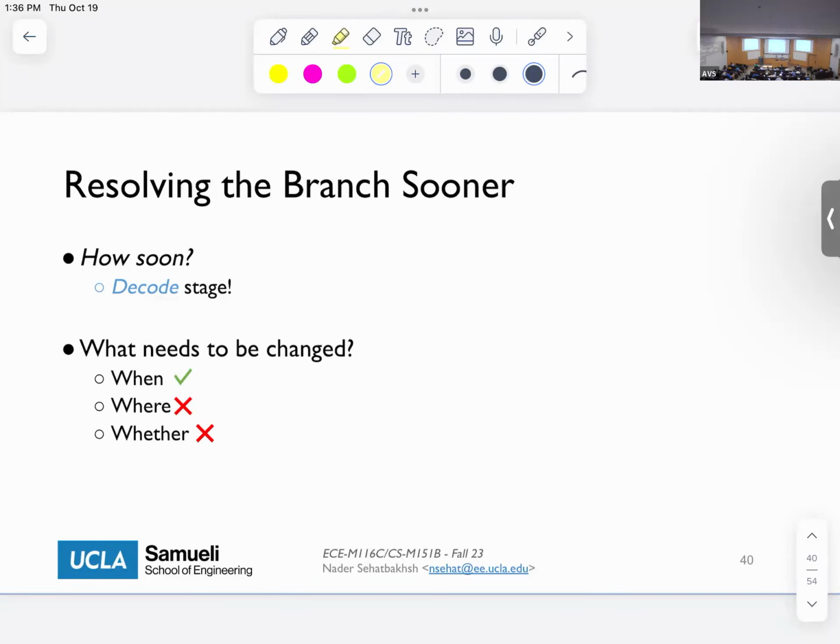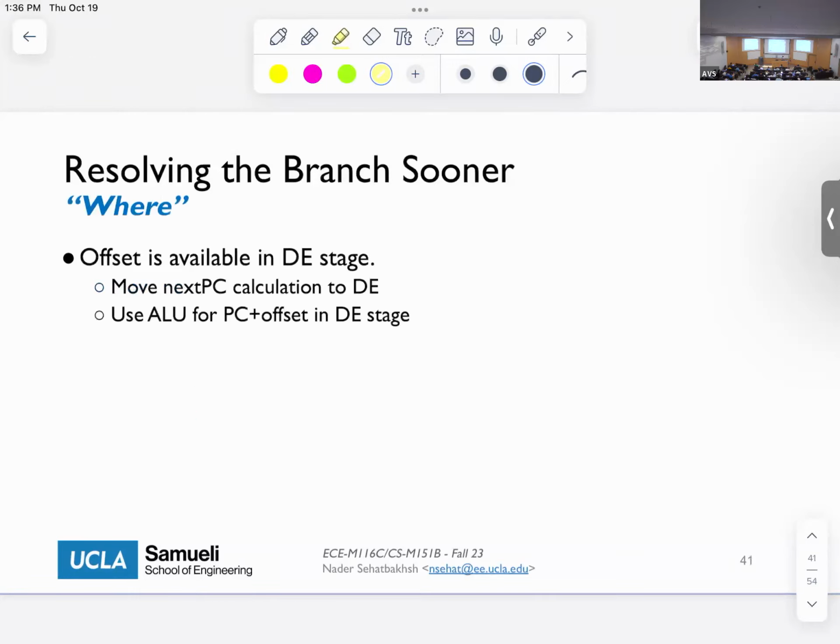So let's see what we have in the decode so far. In the decode, we have the branch, right? We know already that this is a branch instruction, because our controller can check the opcode. So this is good, but there are 2 problems that we need to solve. One is the where and the other one is the whether. Basically, whether this branch is going to be taken or not, and if it's going to be taken, where it's going to go, right? If I can fix these 2 issues, then I can resolve the branch much sooner.